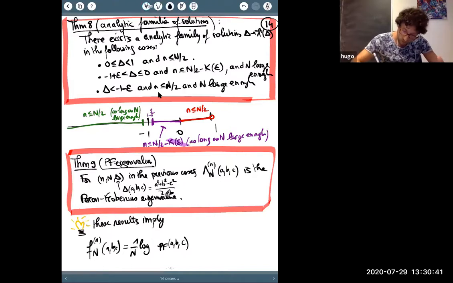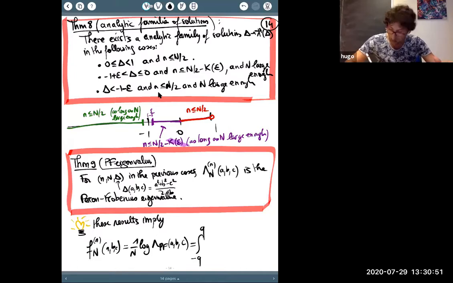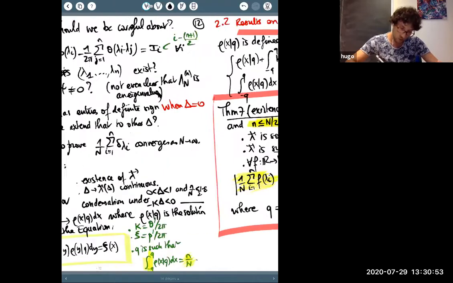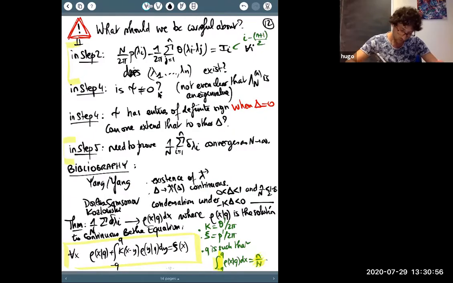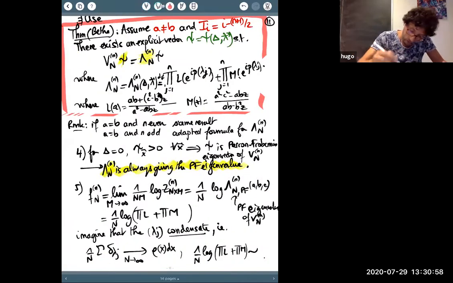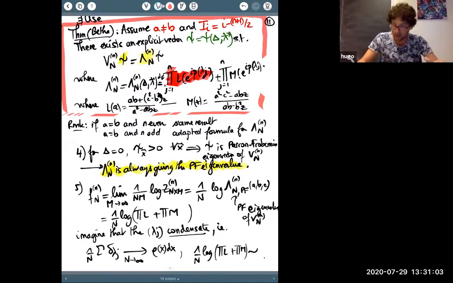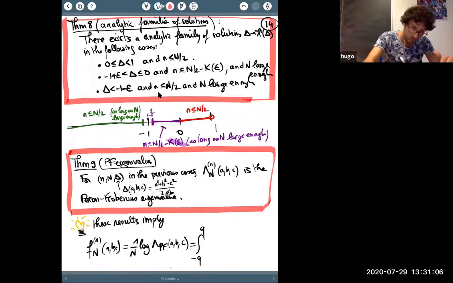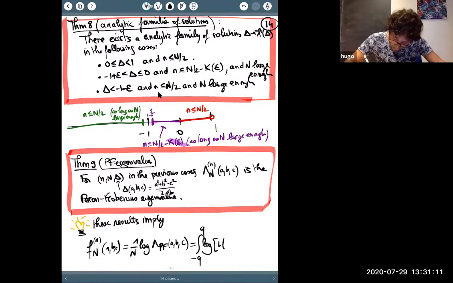But because of theorems 9, 8, and 7 together, this is also the integral between minus q and q of, so let's go back to how this thing looks. So here we see a product of L of e to the ip. So if I define, here I'm going to get log of L of e to the ip of x, rho of x knowing q dx.